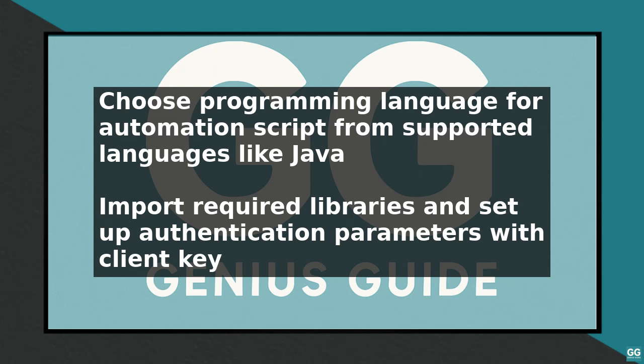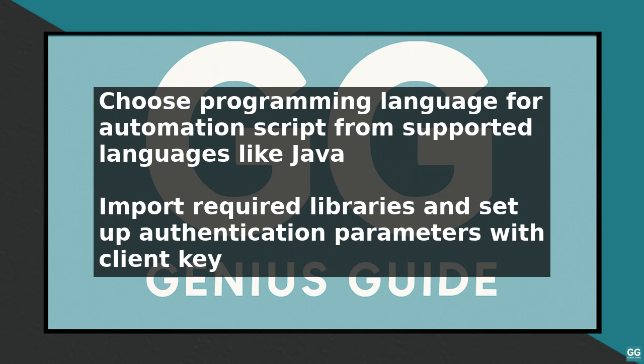WorldPay provides various endpoints for different operations such as payments, refunds, and transactions. For example, to create a payment, you would use the payments endpoint with the post method. You also need to specify the request headers and the request body. The request body should contain the payment details such as the amount, currency, and payment method.